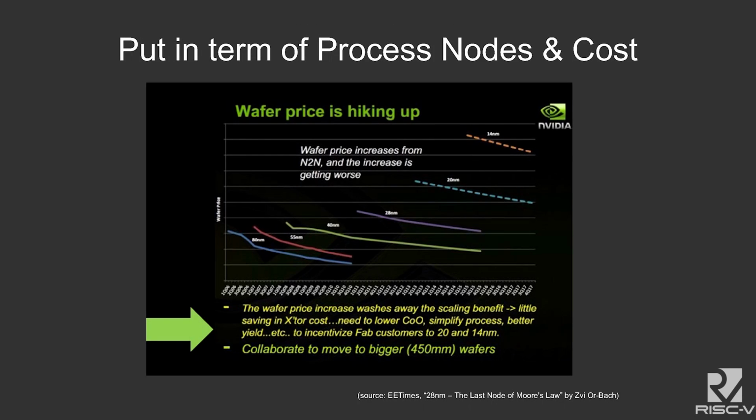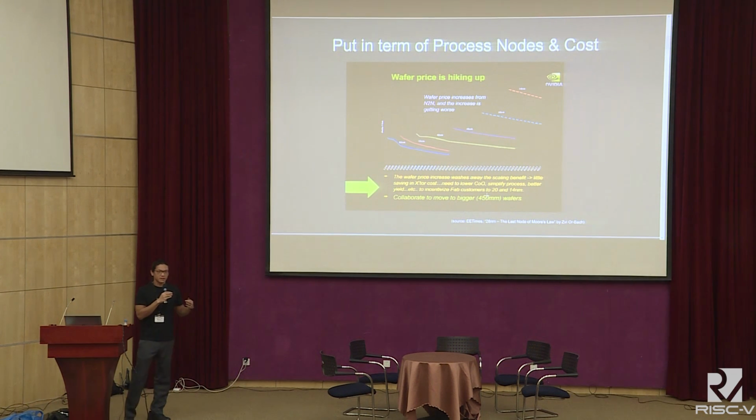This slide is one that I shamelessly stole from an NVIDIA presentation a while ago and was used inside an article by E-Times that was claiming 28 nanometer is the last node of Moore's Law or whatever it is. And the argument they were using was that, yes, there's this slowing trend in terms of the introduction time, but also there's an upward push in terms of the actual cost of wafers over time. So this is 80 nanometer, 55, 40, 28, 20, 14. Those are the wafer costs at a given node.